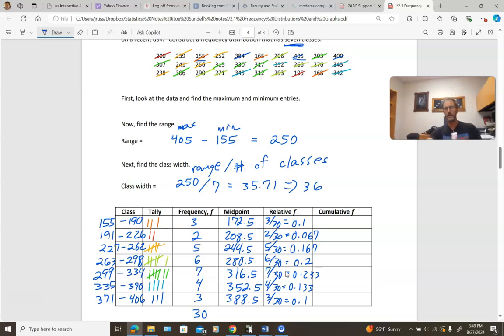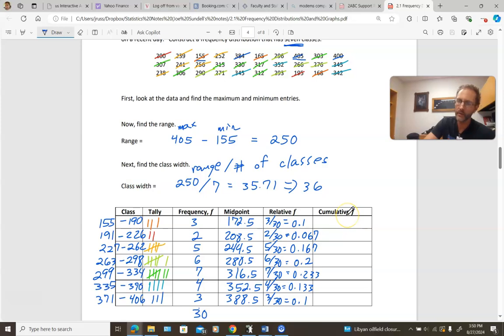Okay. Now at the end here, if you were to add all of these up, it should come close to 1. If it's not exactly 1, that's just due to round off error. Okay, but it should be pretty close to 1. Now, if these were in percentages, it should add up to close to 100%. Okay, so we could say like, this particular class contains about 20% of the data.